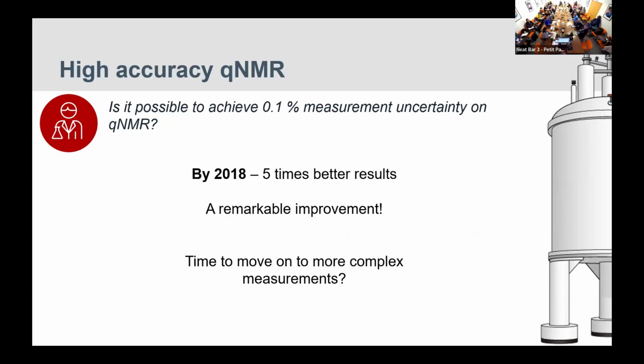So what I actually wanted to discuss is, okay, we got really better and we got really close to what we wanted, the 0.1% measurement uncertainty, by doing internal standard qNMR in purity or high purity samples. So maybe it's time to move on to more complex measurements. And that's what I wanted to try to bring up here today.